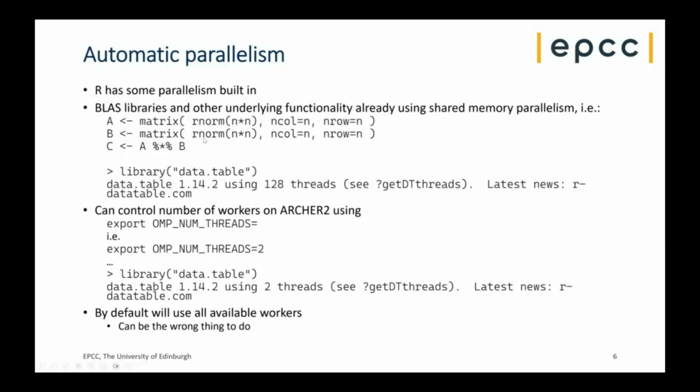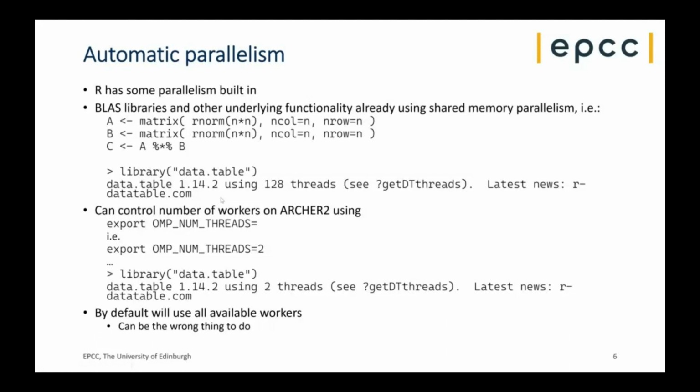So this top one here should automatically give us some parallelism, and the data.table library, if you import it, you'll see it has some similar kind of things built into it. So in this example, if I import it on Archer by default, it will try and use all 128 cores on a node. And so it will give us that functionality. Of course, we can control this because by default, you want to use all 128 workers, but that may not be what you want to run.